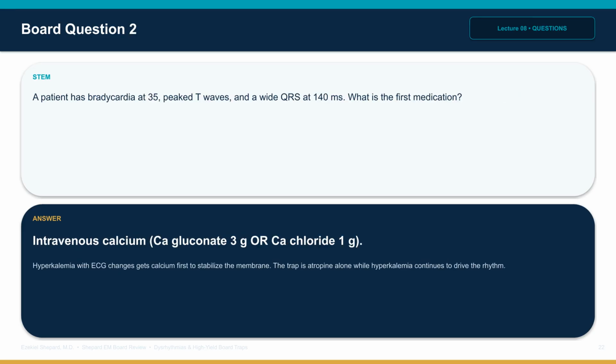Question 2. A patient has bradycardia at 35 beats per minute, peaked T waves, and a wide QRS at 140 milliseconds. What is the first medication? The answer is intravenous calcium, either gluconate 3 grams or chloride 1 gram. The trap is atropine alone, while hyperkalemia drives the rhythm and continues to threaten the patient.